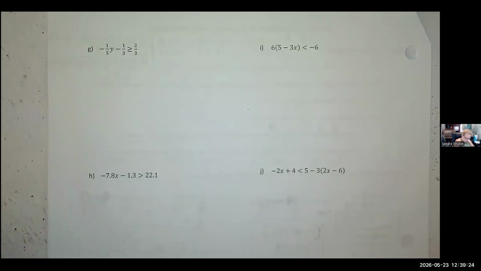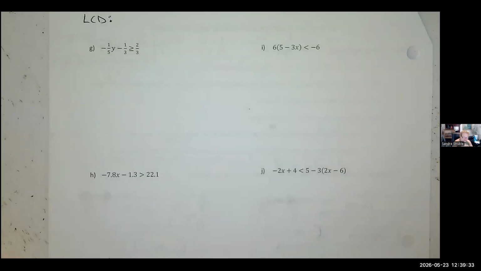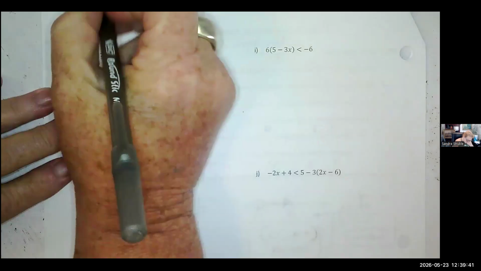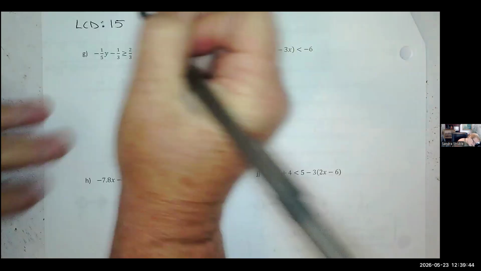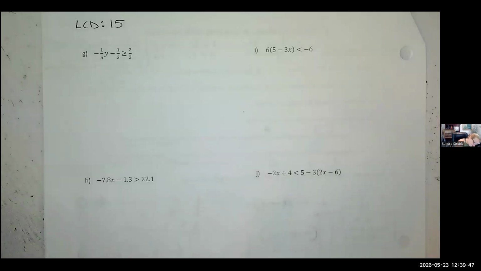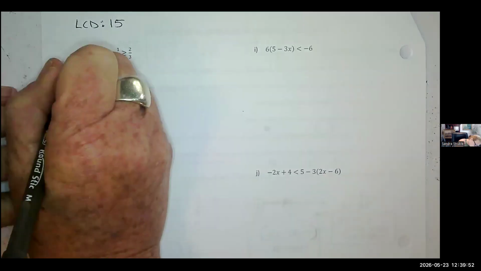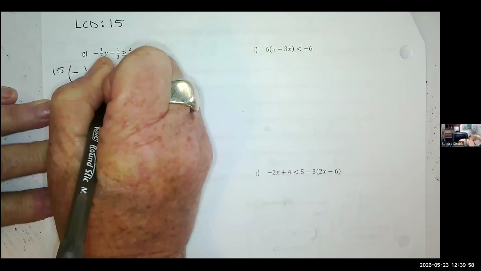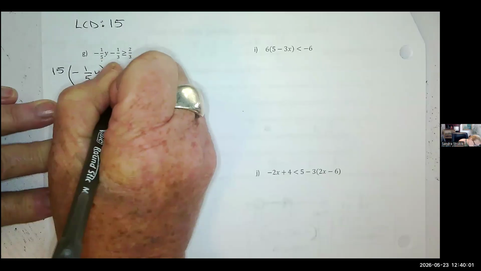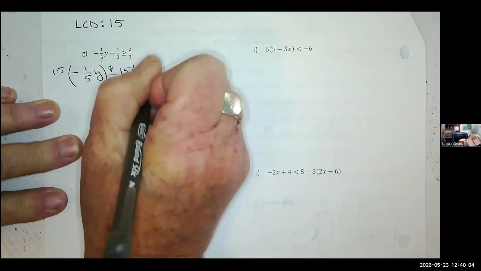Okay, my LCD for this one has to be the smallest number that 5 and 3 divide into evenly. Well, in this case, it's going to be 15 because it's 5 times 3. All right. So I'm going to multiply every single term by 15. So the first thing I'm going to do: minus 15 times 1/3 greater than or equal to 15 times 2/3.